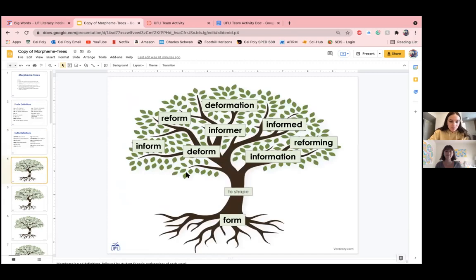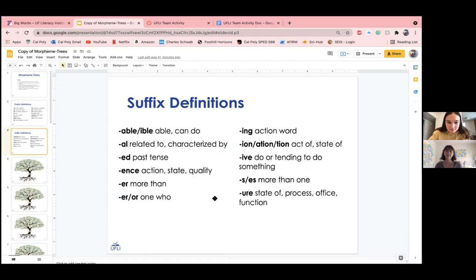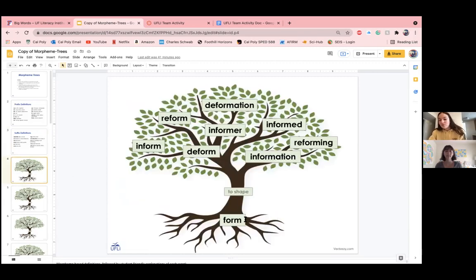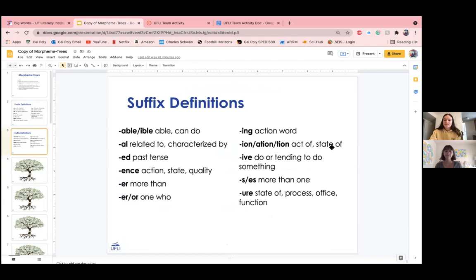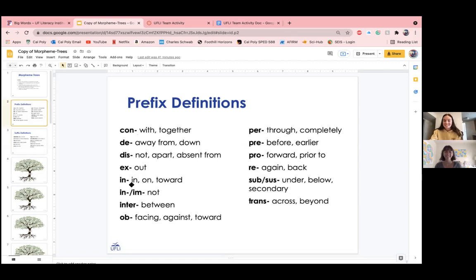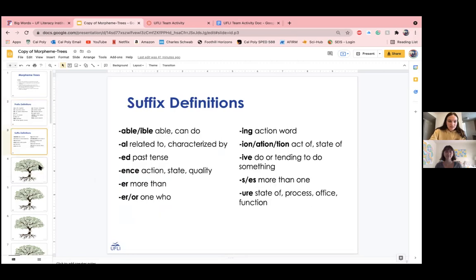So when we go back to our morpheme tree, let's look at the word information. So form means to shape. Oh, I don't think I showed you tion. Oh yeah, wait, here we go. Tion is act of or state of. So keep that in mind. If form means to shape, and ation means the act of or state of. Oh, and there's a prefix in there too. In, on, or towards. Let's put those together.